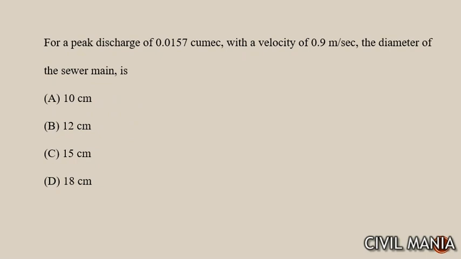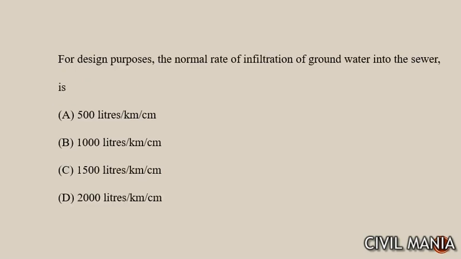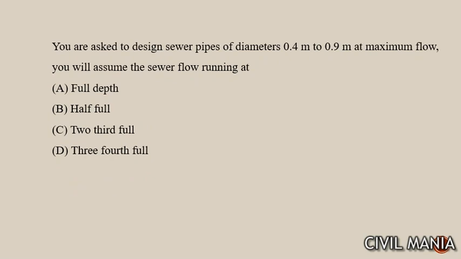इसके बाद नेक्स्ट क्वेश्चन है फॉर ए पीक डिस्चार्ज ऑफ 0.0157 क्यूमेक विथ ए वेलोसिटी ऑफ 0.9 मीटर पर सेकेंड, व्हाट विल बी द डायमीटर ऑफ द सीवर. द डायमीटर ऑफ द सीवर विल बी 15 सेंटीमीटर. नेक्स्ट क्वेश्चन इज द नॉर्मल रेट ऑफ इन्फिल्ट्रेशन विल बी 2000 लीटर्स पर किलोमीटर पर सेंटीमीटर. नेक्स्ट क्वेश्चन विल बी 0.4 to 0 at maximum flow.